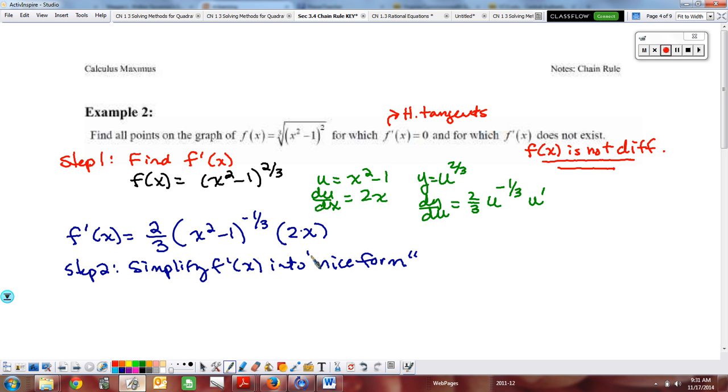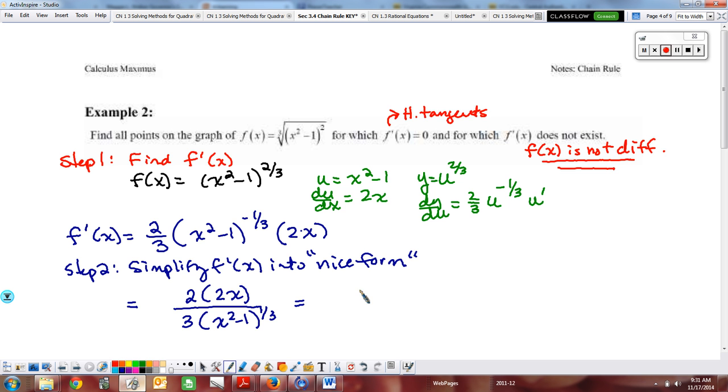I'll put that in quotation marks, which basically means factored if possible, one fraction if possible, something that it's easy to determine where it's equal to 0 and where it's undefined. Now for this, it's fairly straightforward. Negative exponents drop to the bottom. We'll put the top into a single fraction. It actually doesn't matter about the 2 and 2x. You can write 4x. That's perfectly fine. Our 3 and our x squared minus 1 to the 1/3 go down there.